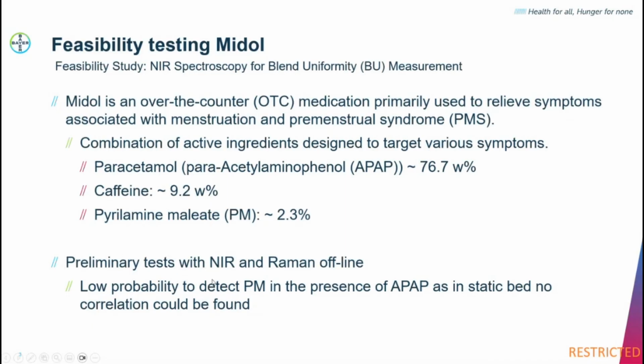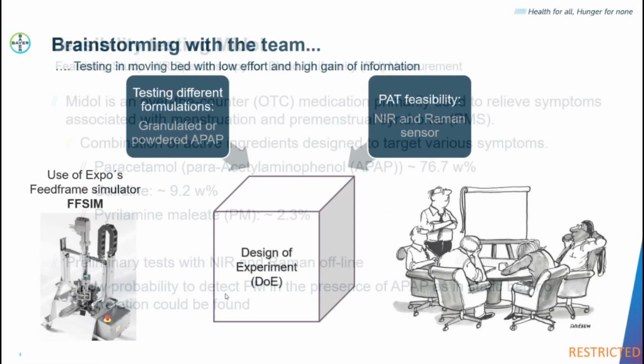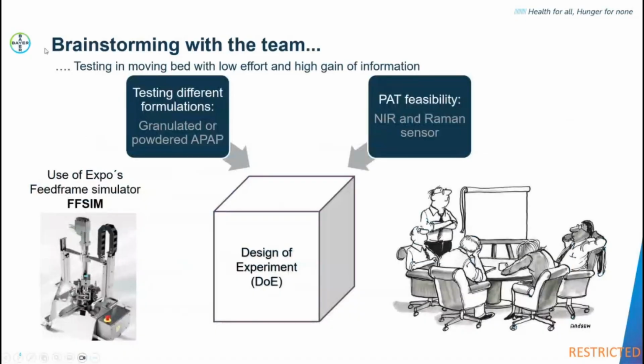Primary testing with NIR and Römer offline showed that there's a low probability to detect pyrilamine in the presence of that high amount of paracetamol in a static bed. So we couldn't find any correlation. So we went into brainstorming with a team and decided it may be worth testing in a moving bed. And we were thinking of how can we do that with low effort and high gain of information.